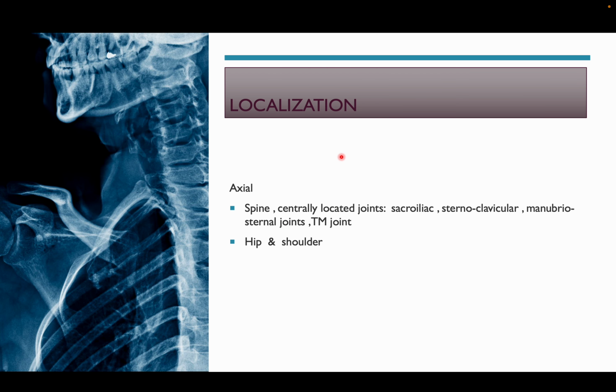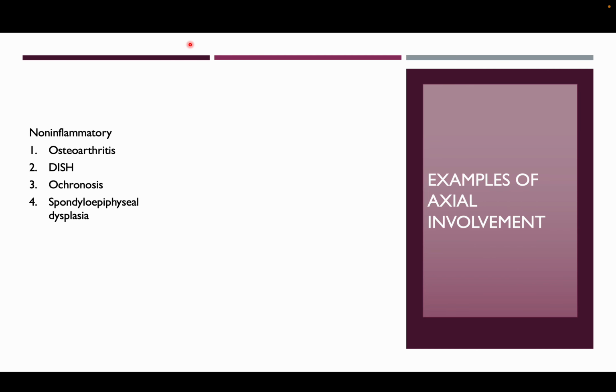So for localization, axial: I already mentioned all these joints in the case of axial. Examples of axial non-inflammatory disease include osteoarthritis and DISH. DISH is a close mimicker of ankylosing spondylitis. What is DISH? You read about it; they have a flowing wax appearance. Read about it and let me know. Ochronosis is also axial joint involvement, and these are spondyloarthropathies. DISH, read about DISH mainly. So what is DISH? You let me know.